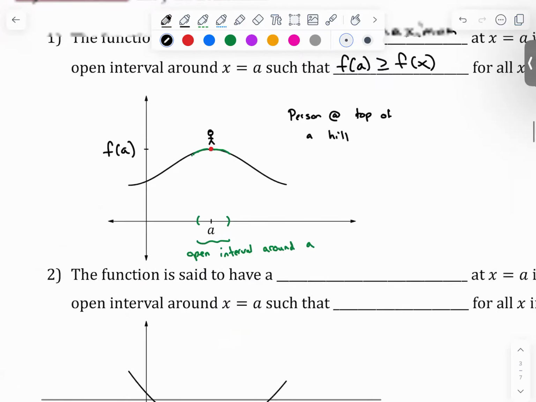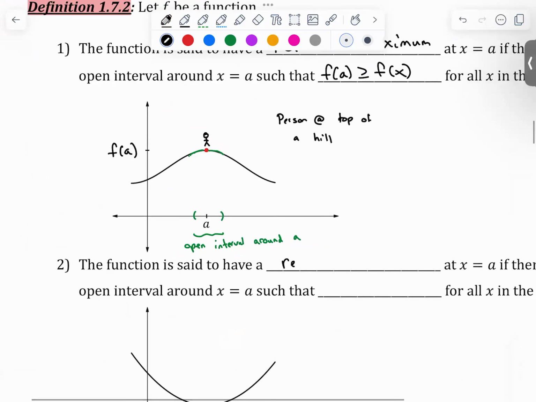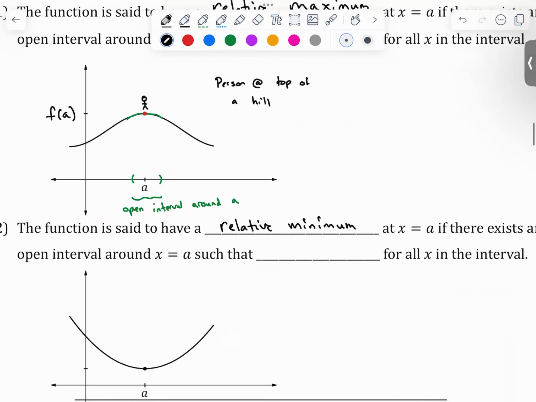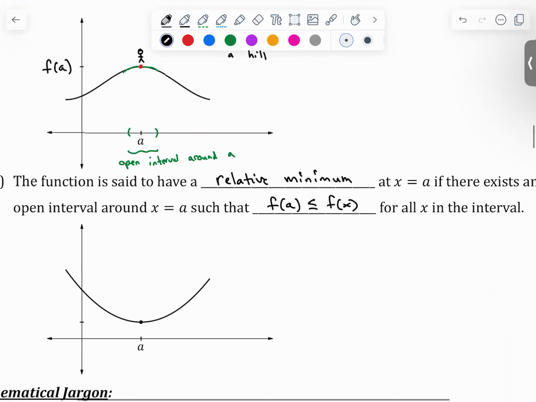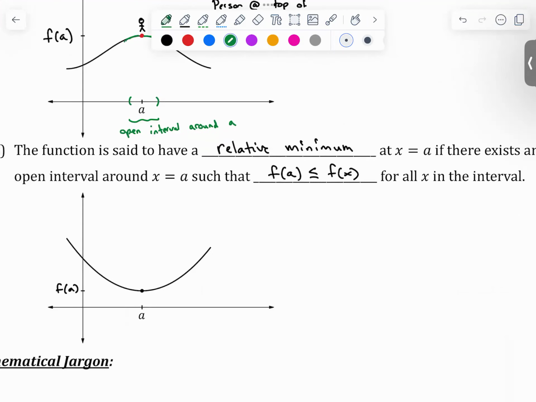Similarly, a function is said to have a relative minimum at x equals a if there exists at least one open interval around x equals a such that f of a is less than or equal to f of x for all x in the interval. So once again, that's the value f of a right there. And if I can pick any open interval, like I could pick this big of an open interval if I wanted to, all I need to do is find at least one. So tradition is to try and make it small.